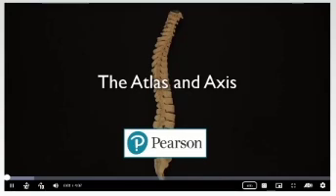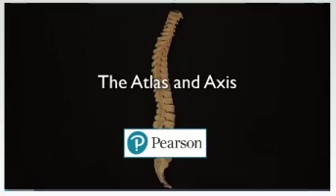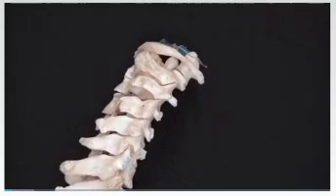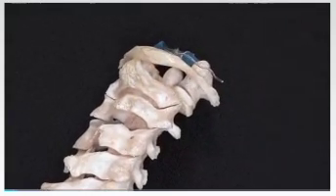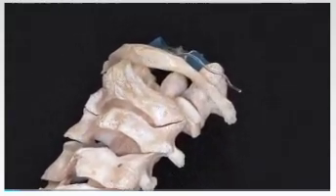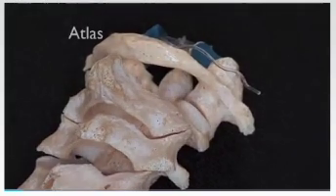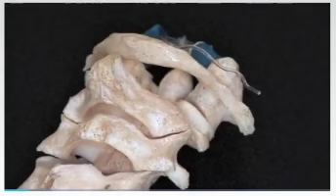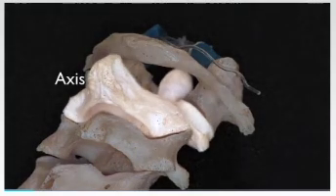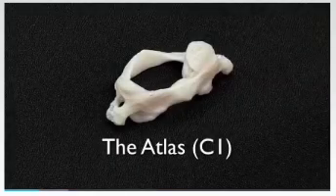The atlas and axis. Let's examine the atlas and the axis, the first two cervical vertebrae, which are highly specialized. This is C1, the atlas. And this is C2, the axis.